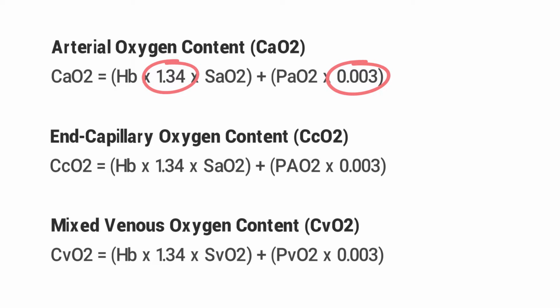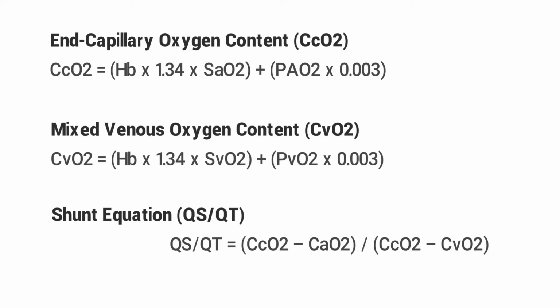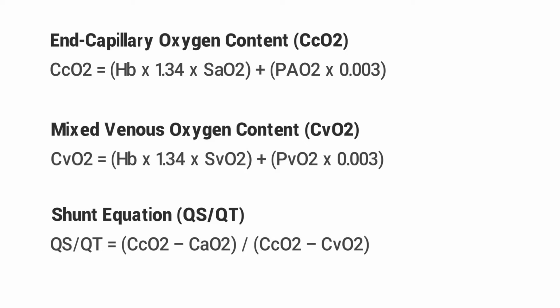This one is equal to the hemoglobin times 1.34 times the mixed venous oxygen saturation plus mixed venous oxygen tension times 0.003. Next we have the shunt equations. First we'll do the classic shunt equation, or QS to QT, and it is equal to the end capillary oxygen content minus the arterial oxygen content divided by the end capillary oxygen content minus the mixed venous oxygen content.